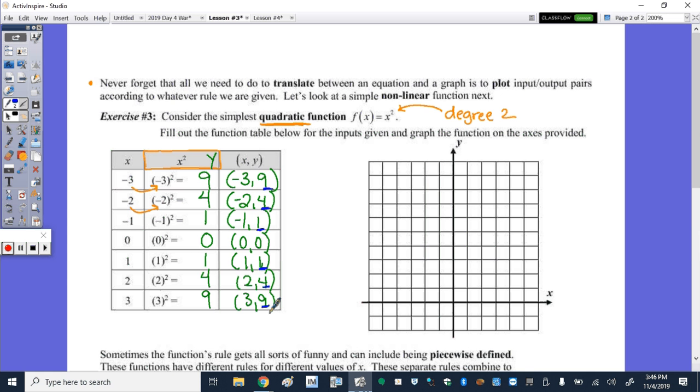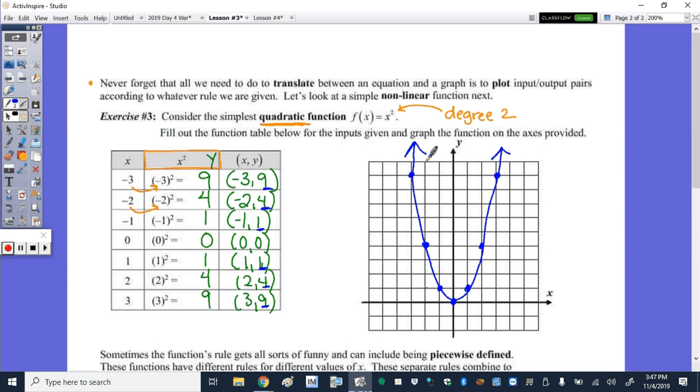So let's plot the points and then look up here when I tell you to make sure your points match up with mine. All right, so left 3, up 9. Okay, look up here. Pause if you still need to graph. And then we're going to draw the best we can a smooth U-shaped curve. Okay, so the graph of a quadratic is a U-shaped curve.